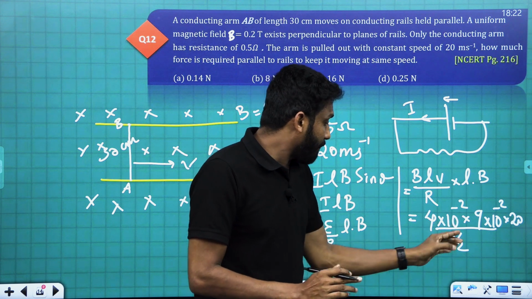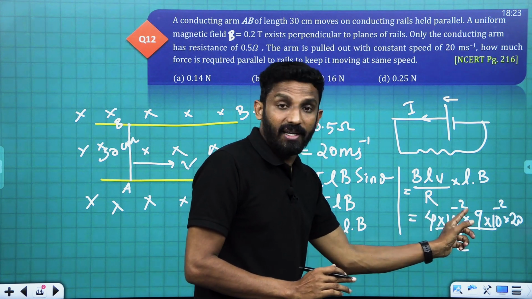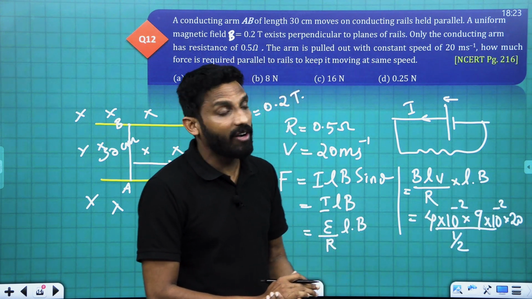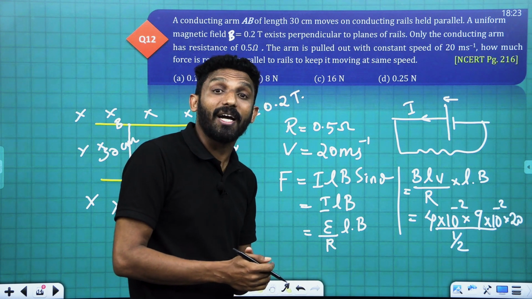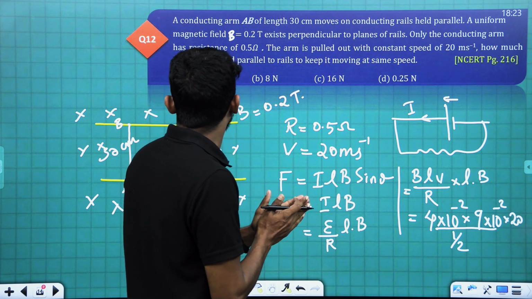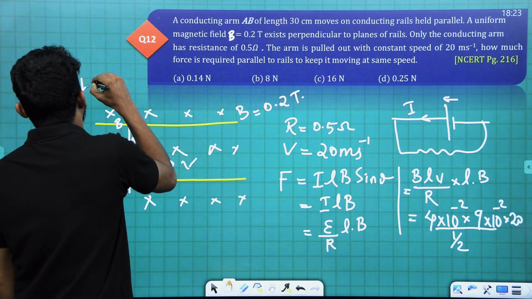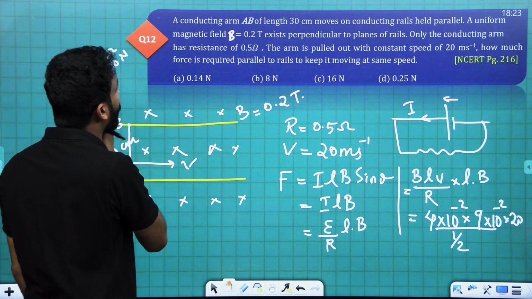Clear? Then this 2, then 4. 2 into 4, 8. 8 into 9, that is 72. 72 into 2, that is 144. Okay, 144 into 10 power minus 2 Newton. I think this is 1.4 Newton.